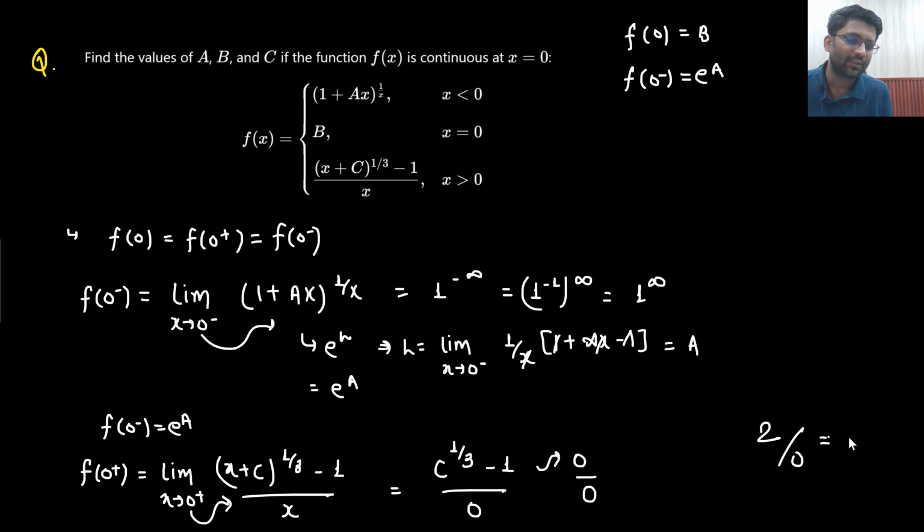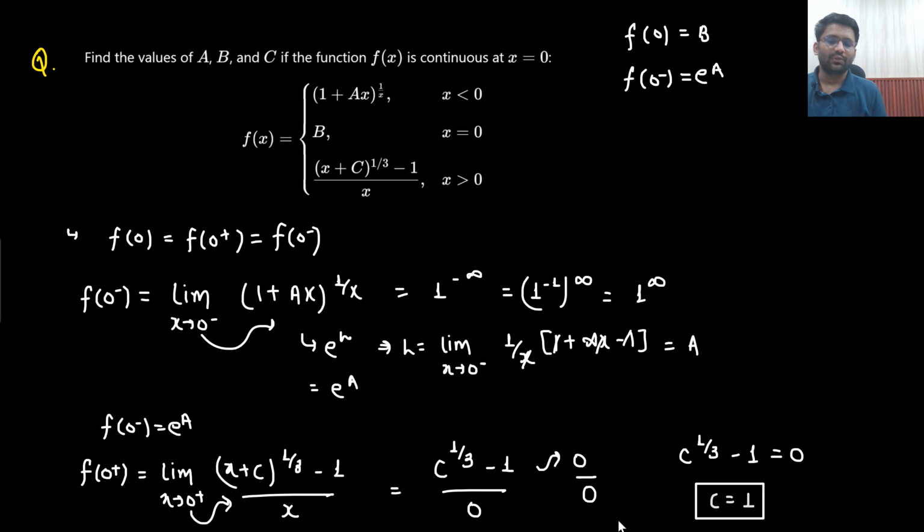So 2 divided by 0, the answer would be infinity. Then you would say the limit does not exist. So if the limit is existing, it has to be a 0 by 0 form. That means c to the power 1 by 3 minus 1 has to be equal to 0. That means c has to be equal to 1 only. So this is the answer we are getting, that c is nothing but 1.